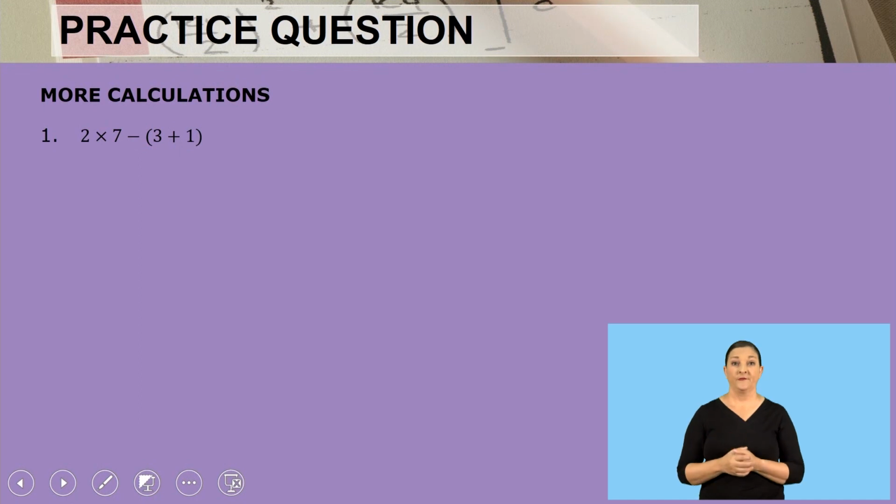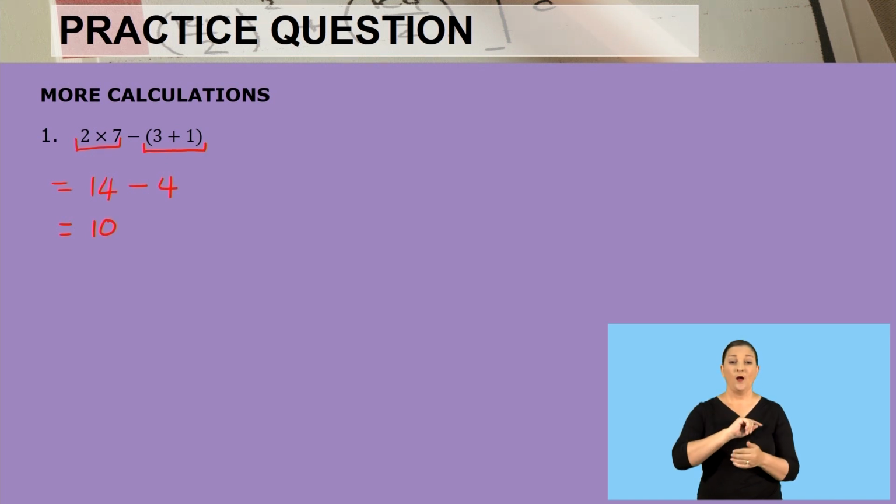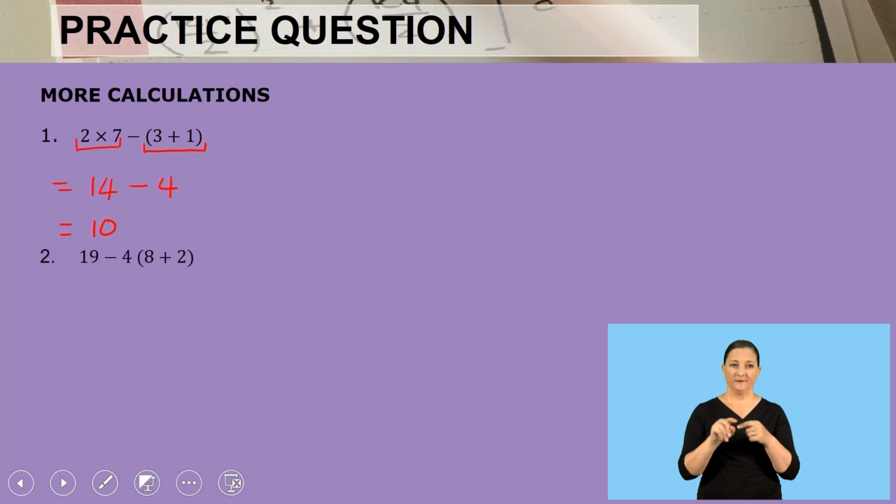So now we are working with multiple operations, and remember, you have to work on either sides of the positive or the negative. In this case, we just have a subtraction. So that means we are going to work with that 2 multiplied by 7. Then we are going to subtract that with 3 plus 1. So what is a 2 multiplied by 7? That is 14. And then when I say 3 plus 1, that gives me a 4. This means that my final answer is going to be 10, because 14 minus 4 gives me a positive 10.